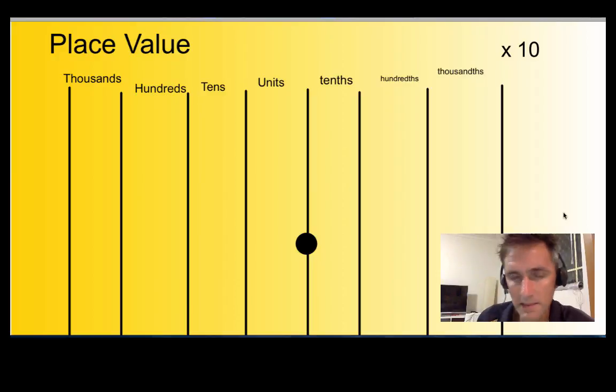We're going to do a times by 10 sum first. And let's say we're going to do 5.8 times 10. So here's my thousands column, my hundreds column, my tens column, my units column, my decimal point, my tenths column, my hundredths column, my thousandths column, and of course I've got 5 units and 8 tenths, so that is really 5.8. And we're going to times that by 10.